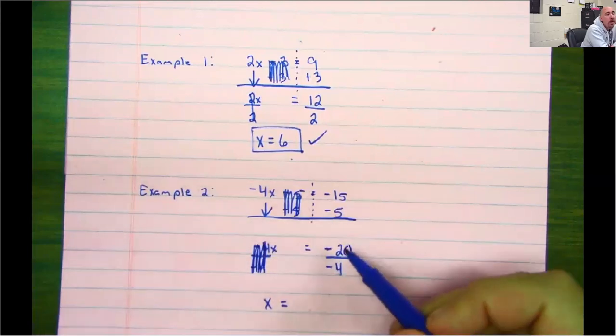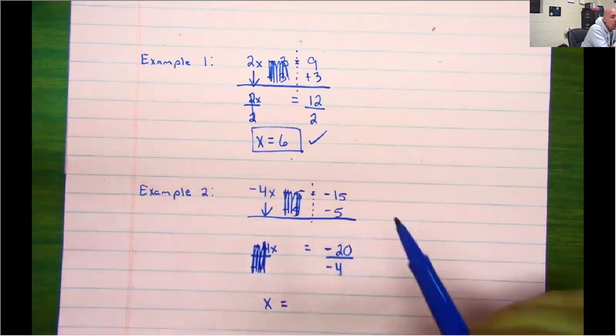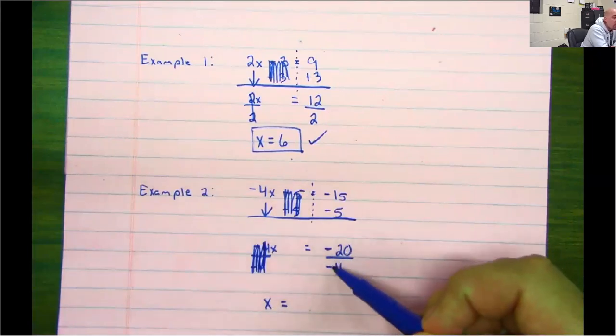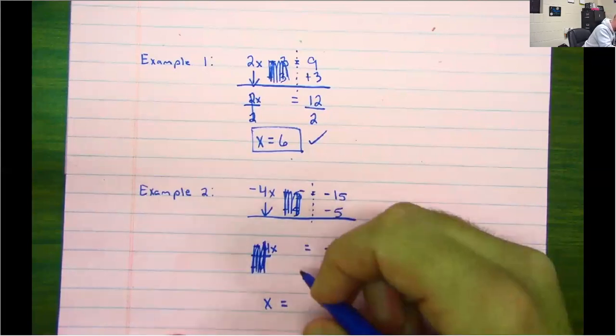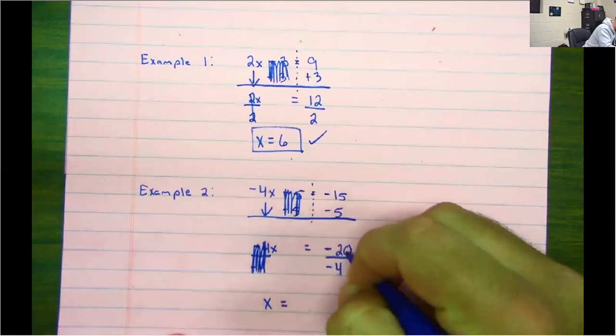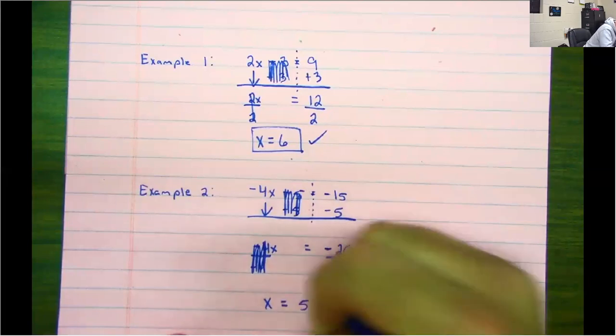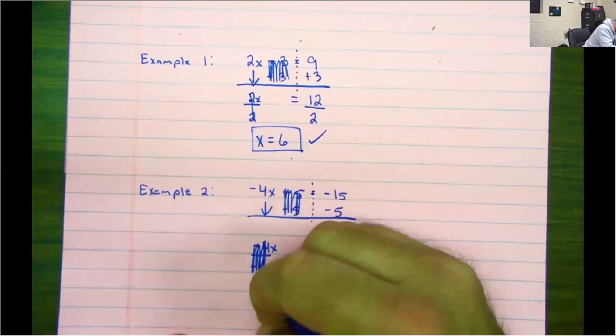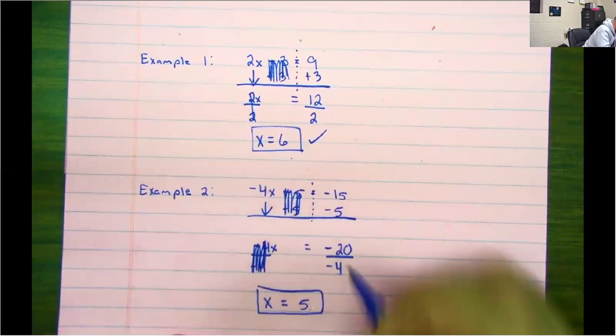Now, multiplying and dividing integer rules. When multiplying or dividing, if the signs are the same, the answer is positive. So 20 divided by 4 is 5. There it is.